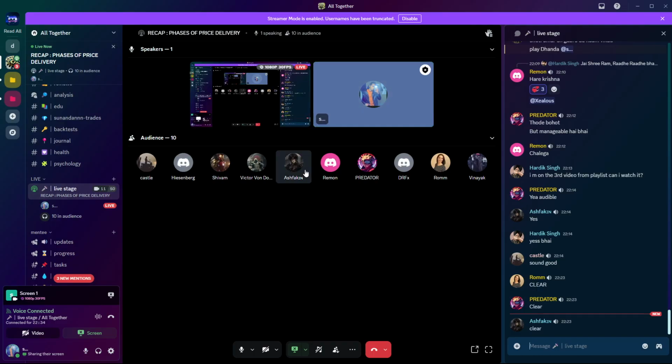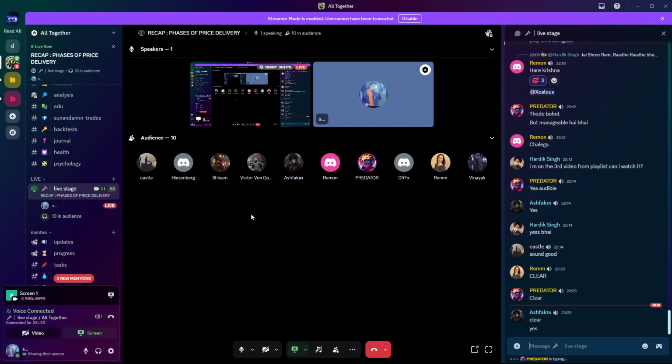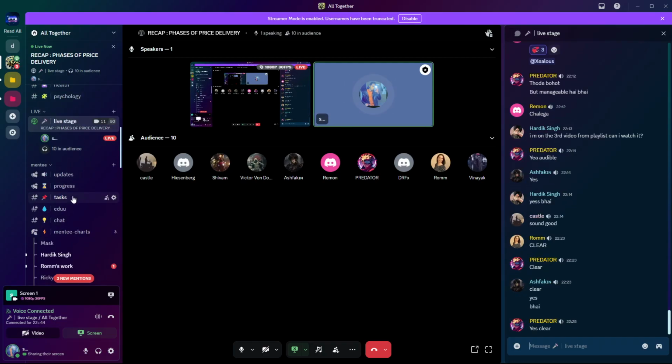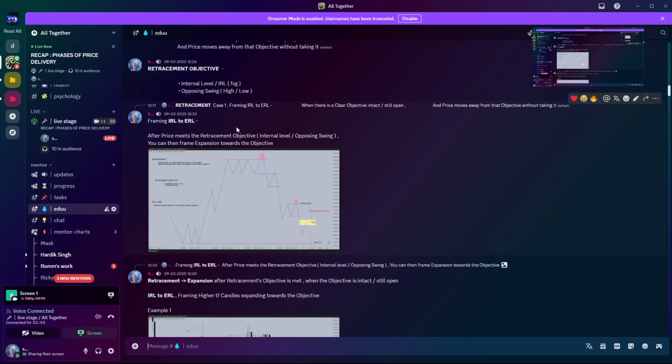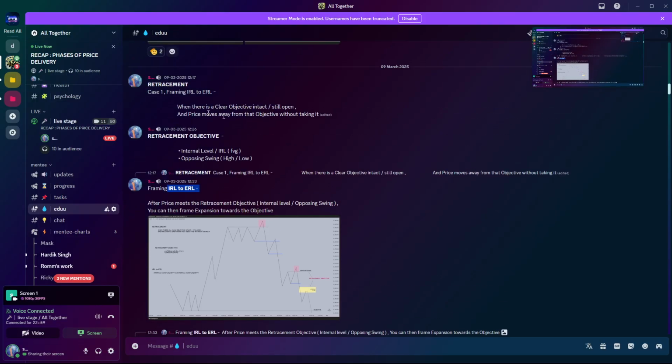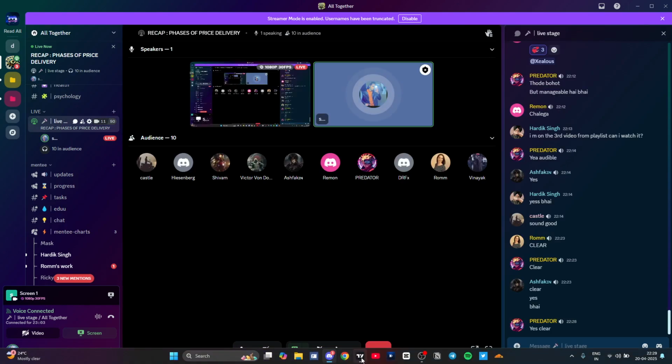Now clear, and much simpler, more efficient, I would say. Or if few people have any doubts, I can go over how I explained phases of price previously, like giving a quick sneak peek of the in-depth approach for each phase of price. Only if this much is clear to you guys.